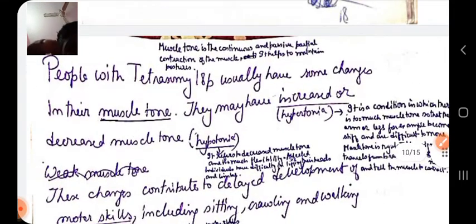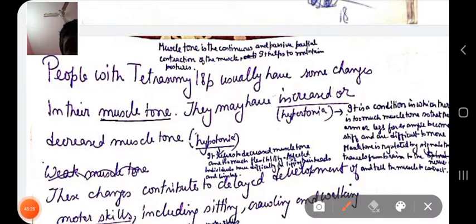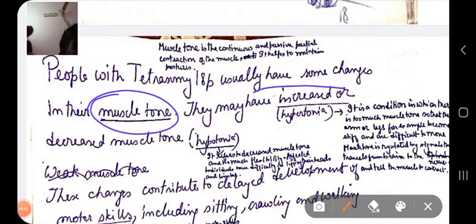Now, people who are suffering from tetrasomy 18p will have changes in their muscle tone. What is muscle tone? Muscle tone is the continuous, passive, partial contraction of the muscle that helps to maintain the postures when you are sitting, when you are running, when you are walking. All those postures are maintained by your muscle. So you will have a different type of muscle tone if you suffer from tetrasomy 18p.